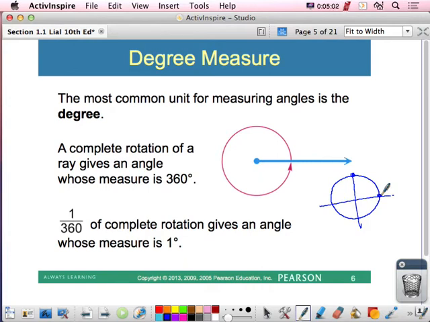Does anybody know where a degree came from? No? Connor, you know. Where'd it come from? The Babylonians. How long ago? Like 2,000 years ago. I think it was around 4,000 years ago. It's a long time ago.